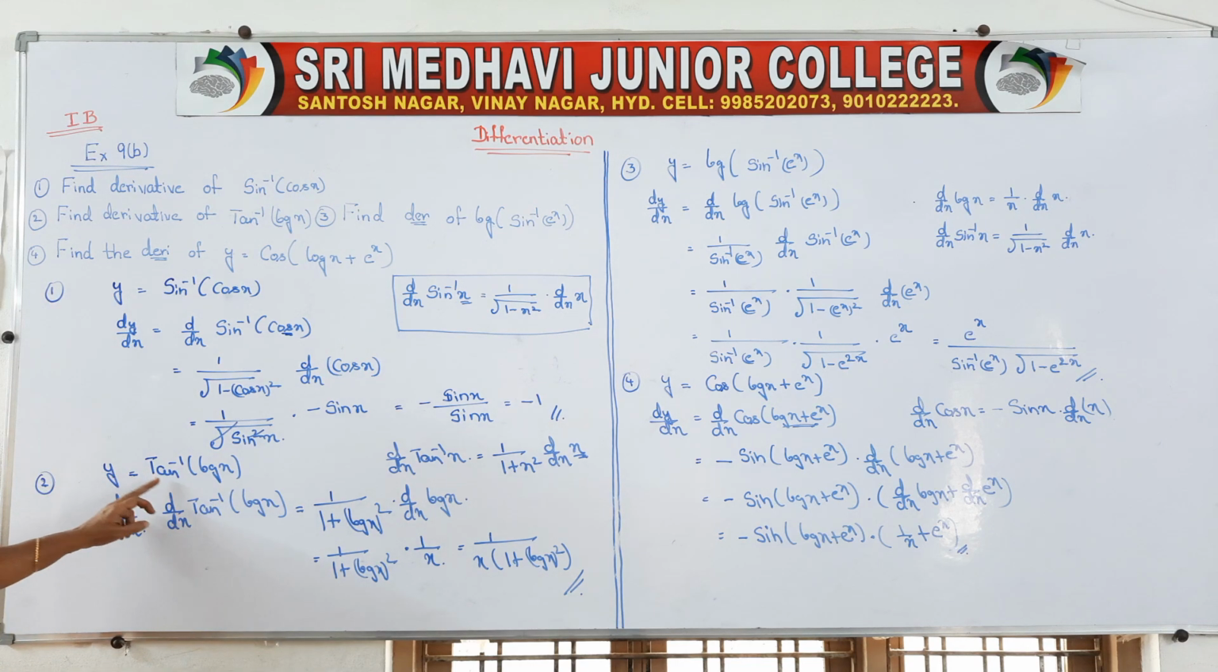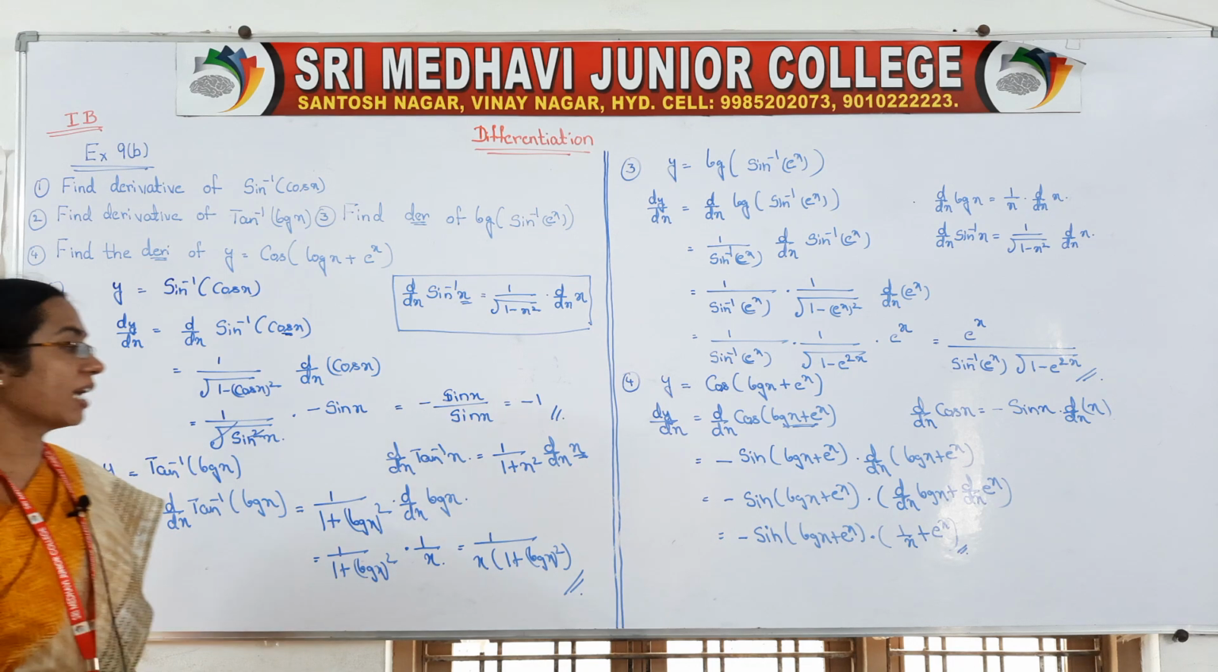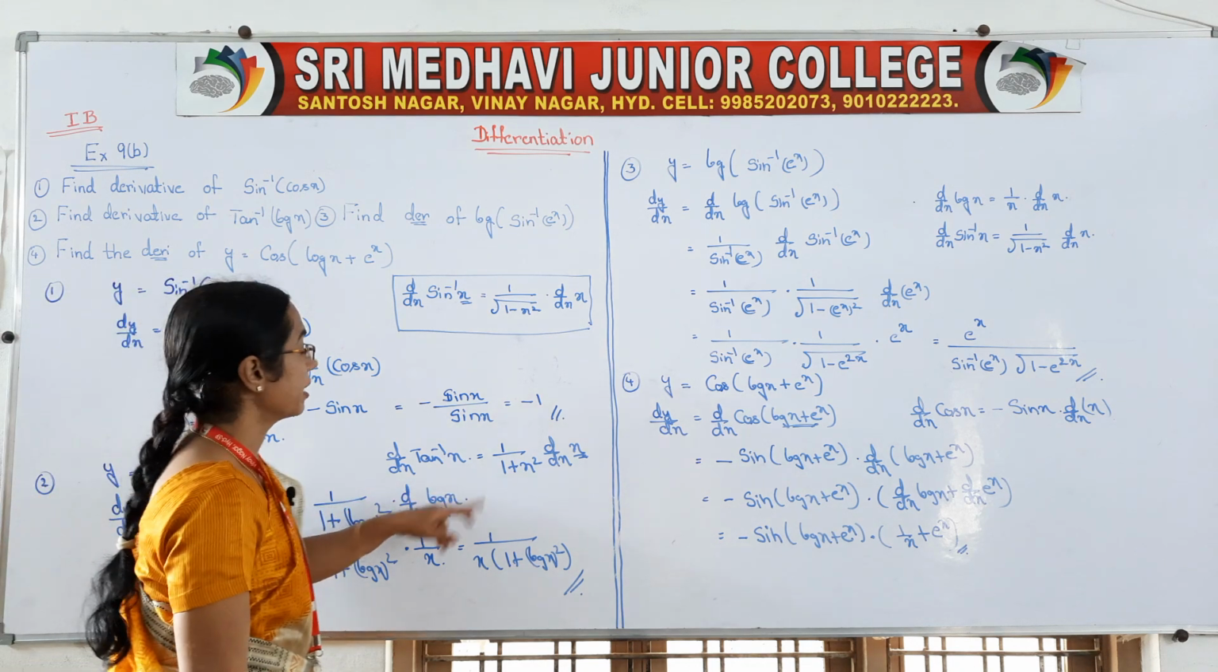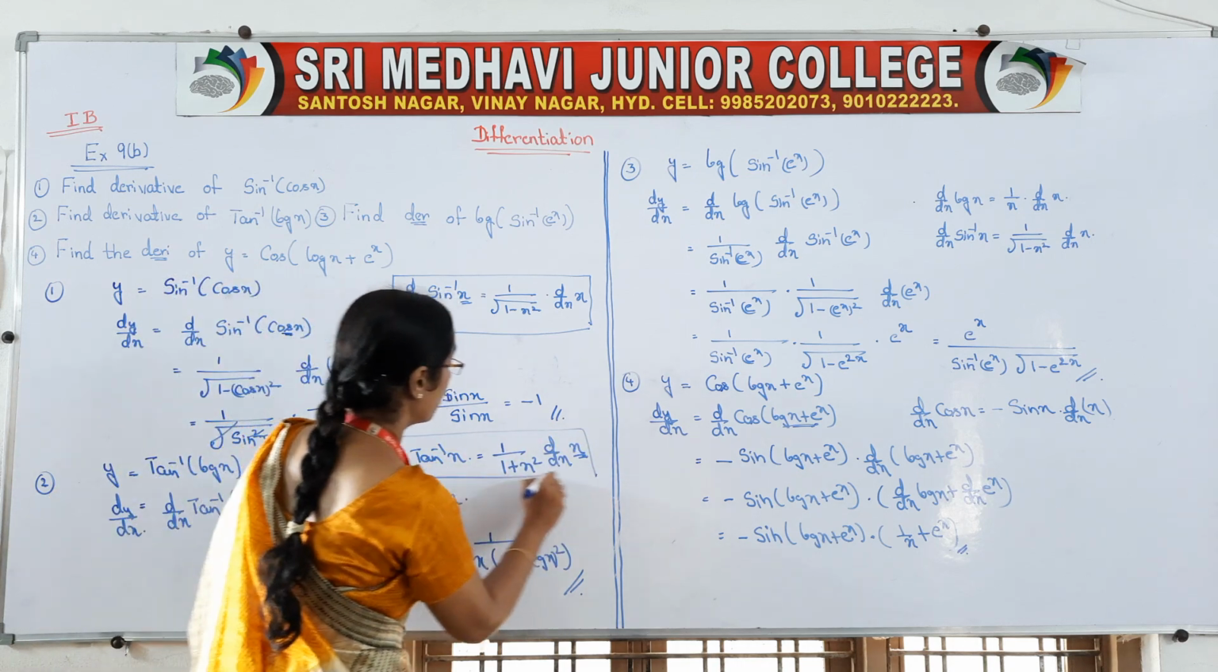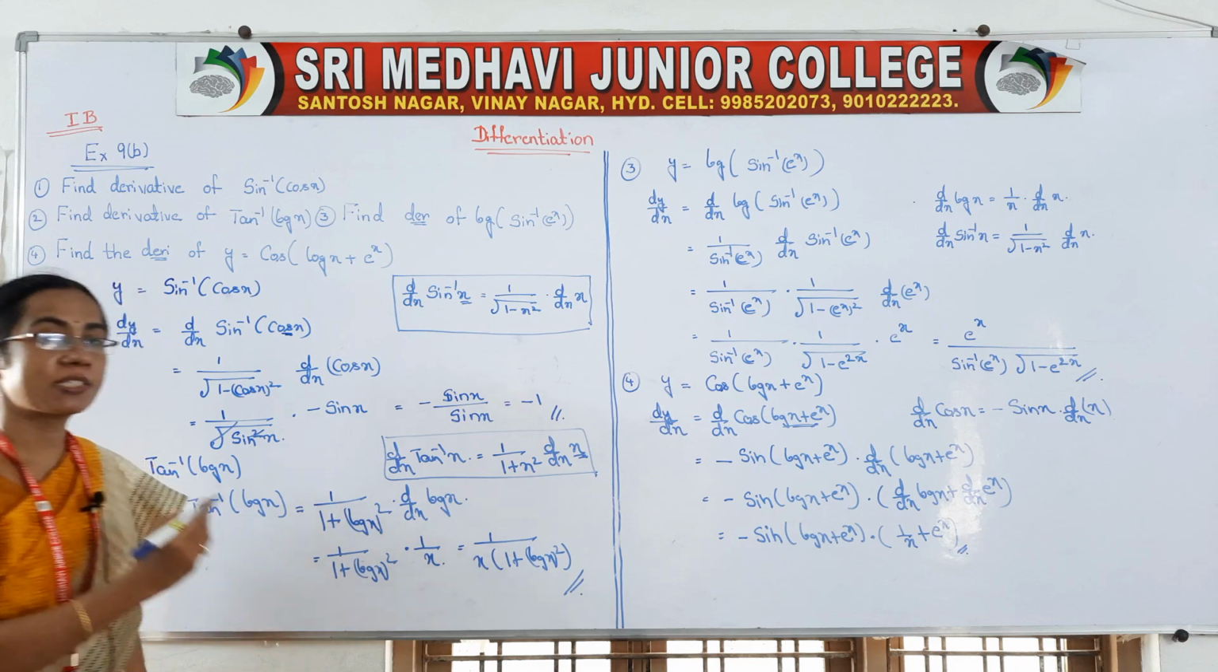Next question, y is equal to tan inverse of log x is given to you. Okay, so find the derivative of this one. To find the derivative means you have to differentiate with respect to x on both sides. So d by dx of tan inverse x, the formula we use in this problem, is 1 by 1 plus x square.